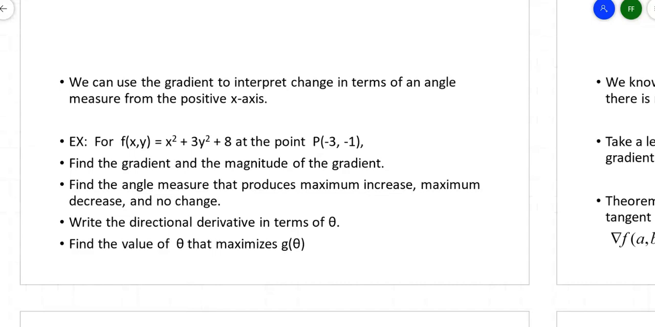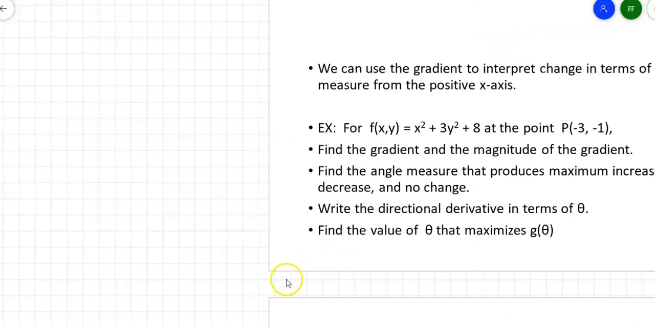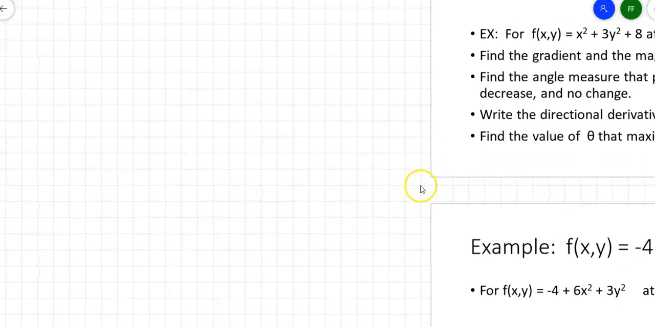All right, let's take a look at this one, and then I think we'll split this second part into another video because this is starting to get long already. If we want to talk about the angle measure from the positive x-axis, I've got a function, I've got a point, and I want to find the angle measure that produces maximum increase, maximum decrease, and no change. In order to do that, you're going to have to eventually write that directional derivative in terms of theta, and then find the angle theta that maximizes the function that you came up with. So, first step is, let's find the gradient. Leave that up there in the corner.